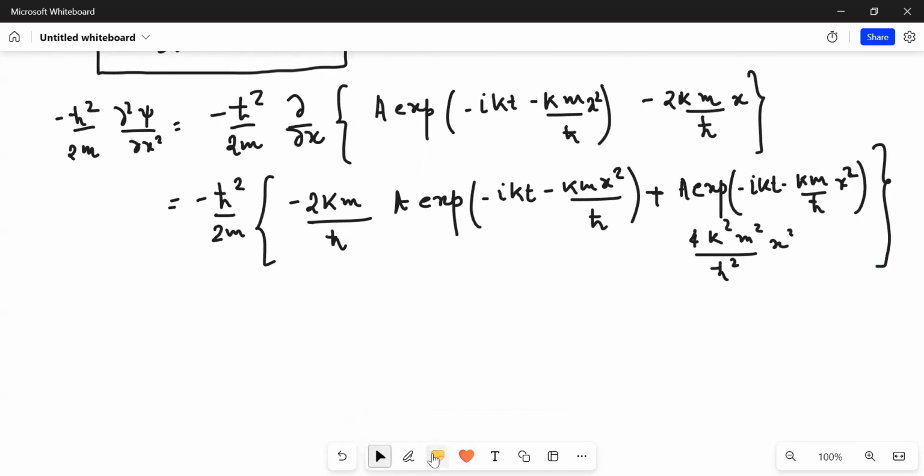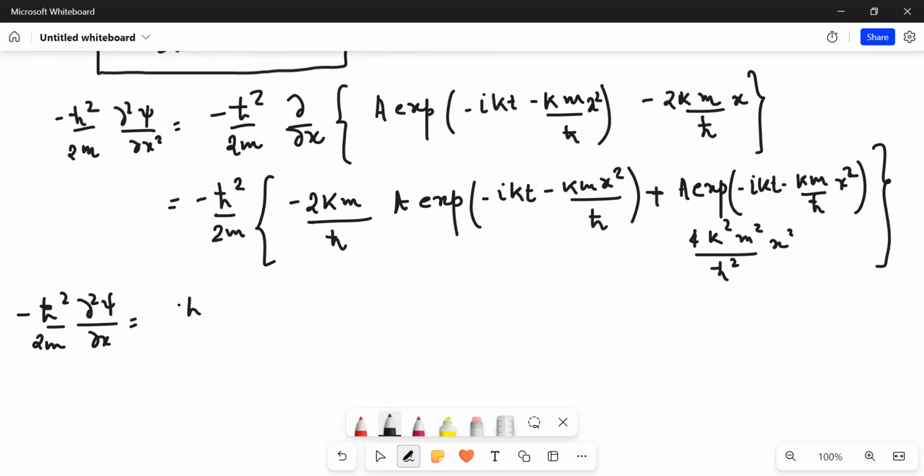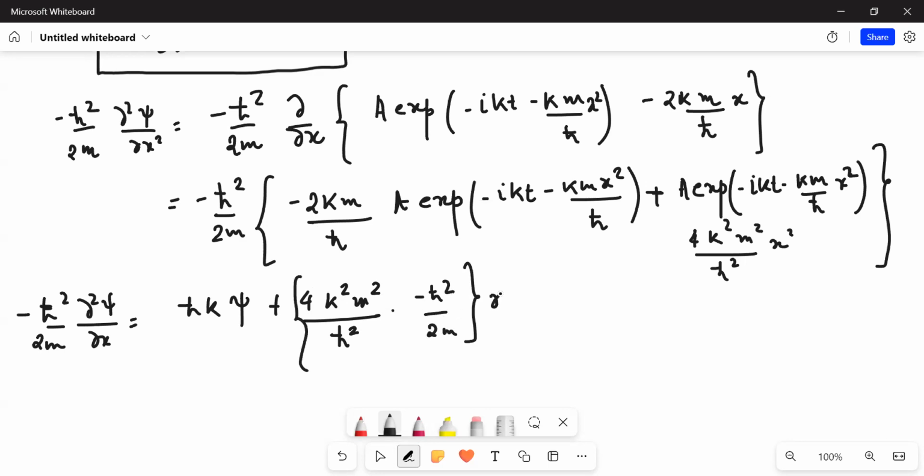So overall, the kinetic energy operator operating on the wave function would give me what? Let me write this as psi. The 2m and 2m cancel, so I get h-bar k. Here it is quite clear that this h-bar cancels this h-bar, minus minus becomes plus, and 2m cancels 2m, so this is h-bar k times psi, and then plus psi times 4 k square m square upon h-bar square into minus h-bar square upon twice m, times x square, and again psi.